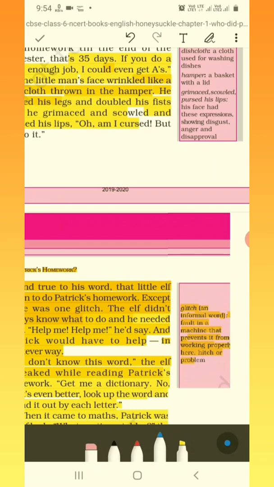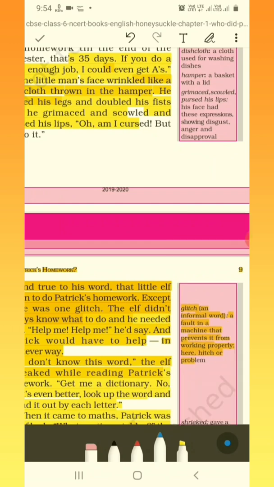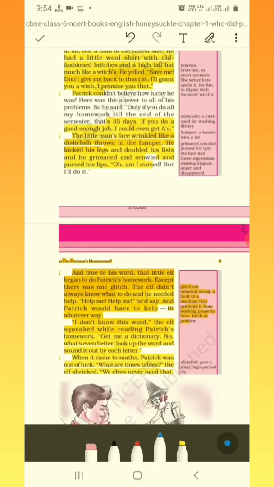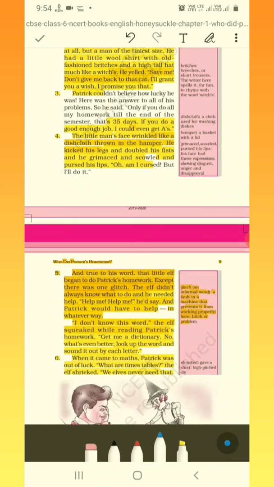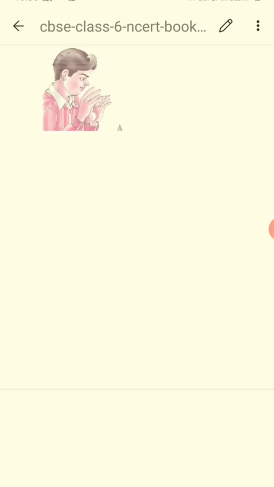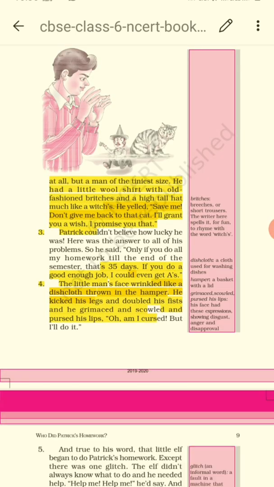So he says his face had this expression showing disgust, anger, and disapproval. Clear? So clearly the elf did not like whatever was being told by the young boy.